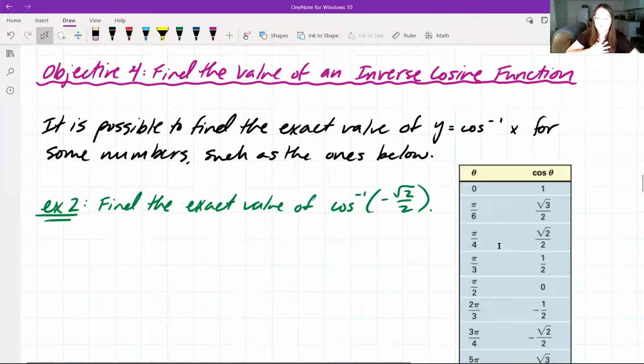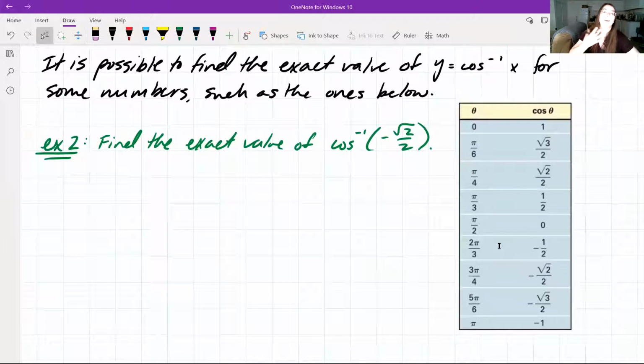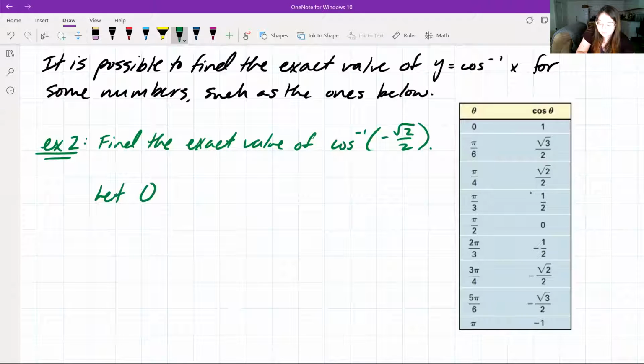All right, objective 4, we want to find the value of an inverse cosine function. It's possible to find the exact value of y is equal to inverse cosine of x for some numbers, such as the ones listed in our table below. We have a table this time as well, so we're going to do the same thing as we did in example 1. Example 2, we want to find the exact value of cosine inverse of -√2 over 2. Remember, just like last time, we're going to let theta equal cosine inverse of -√2 over 2.